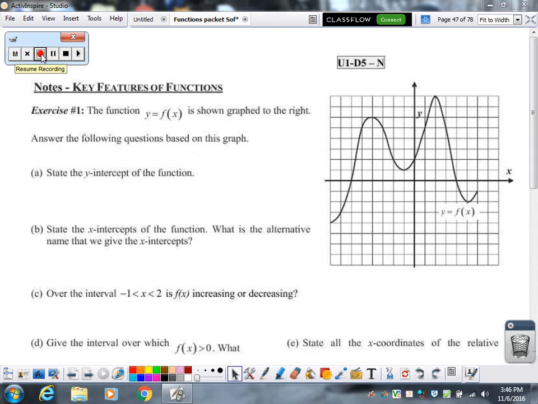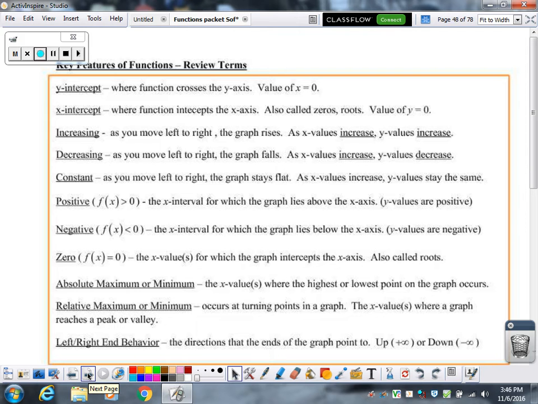Hi, we're going to do the Day 5 notes today. So please open your packets to the Day 5 notes, and we're actually going to start on the back of the first page where it says Day 5 notes. Please find your page where it says Key Features of Functions, Review Terms.